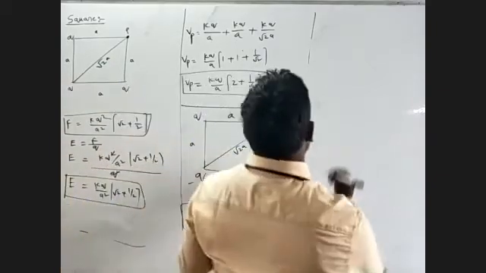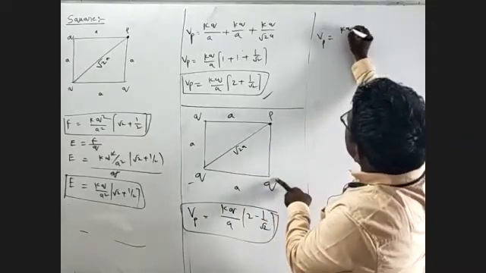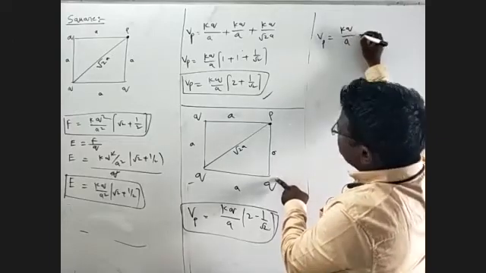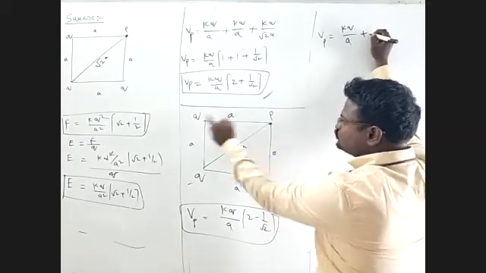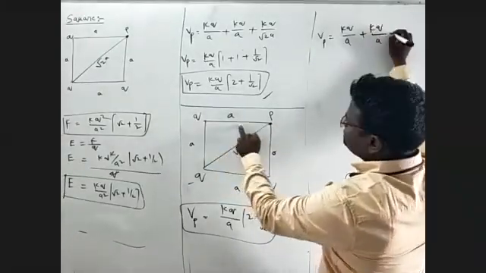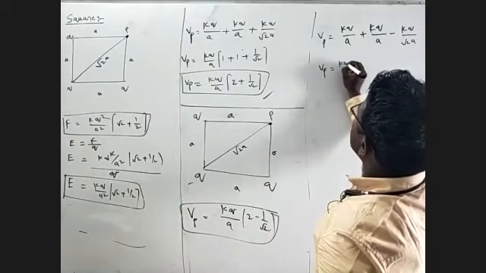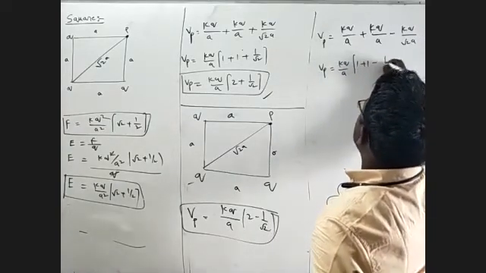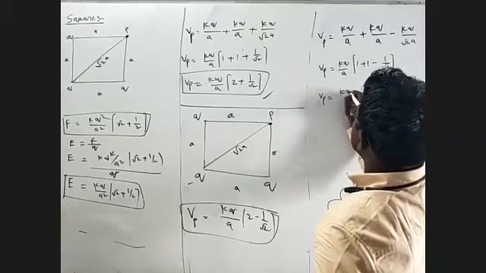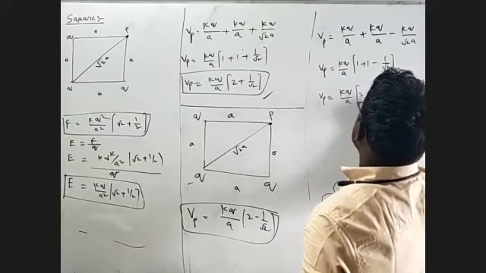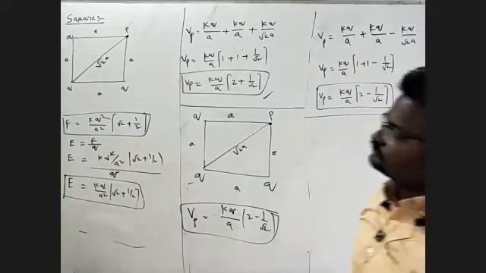Now at point P, the electric potential due to the charge is KQ by the distance A, plus KQ by A, minus KQ by the distance root 2A. So VP is equal to KQ by A, taking common, 1 plus 1 minus 1 by root 2. So VP is equal to KQ by A times 2 minus 1 by root 2. This is the electric potential.